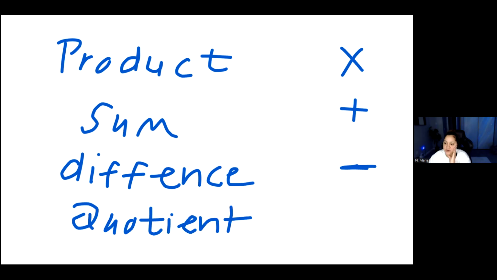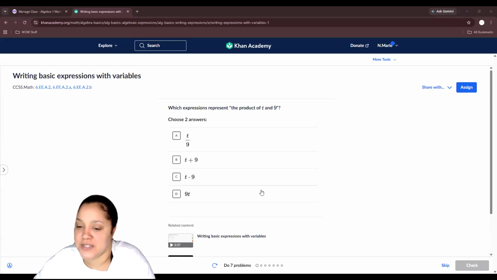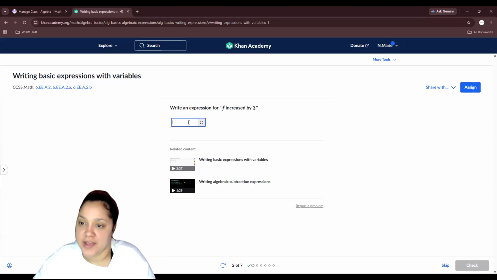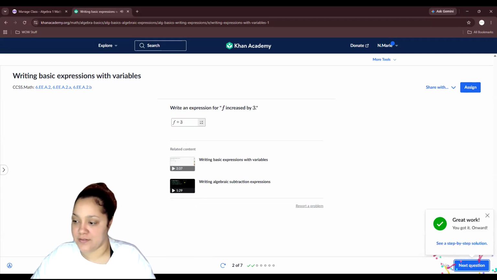So make sure you're familiar with these key terms. You will see them. They're very simple. There's not much vocabulary, luckily, in algebra, but there is some. So here, the product of t and 9. Well, that means to multiply. Oops, this is also multiplying. So there's actually 2 answers for that one. F increased by 3. Okay, so that means to add.